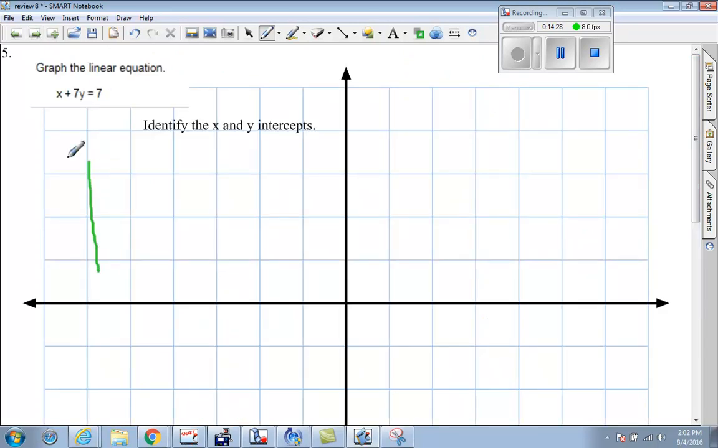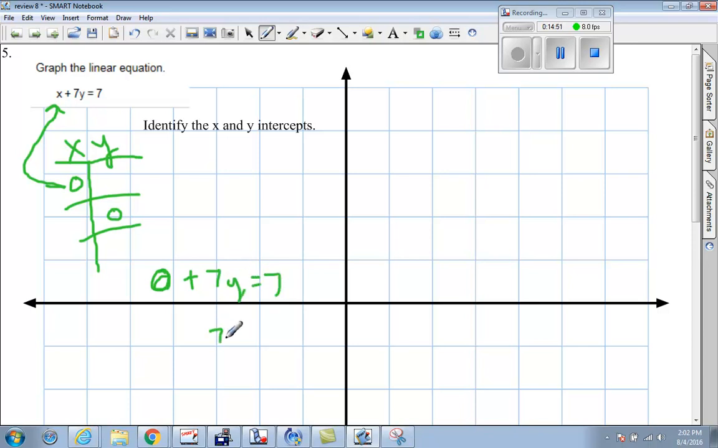Graph this linear equation. Again, I'm going to resort to my lovely little xy table method. Again, I'm going to go with putting zeros in for x and y respectively. So if I put 0 in for x, what will I get out for y? I'll write that out for grins and giggles. So 0 plus 7y equals 7. Therefore, 7y would equal 7. Therefore, y would have to be 1 in order for that to be a true statement. Okay? Now I'm going to erase my mental math there.